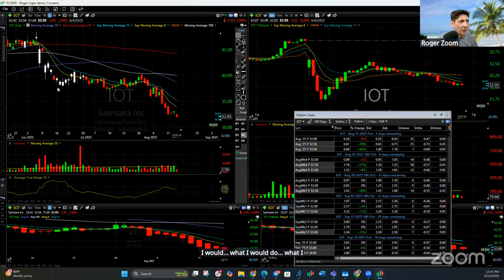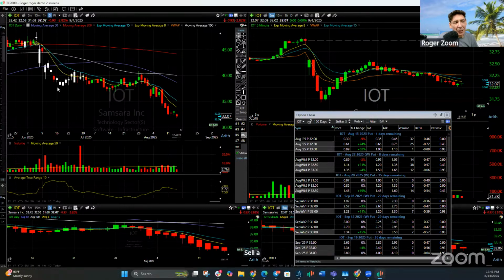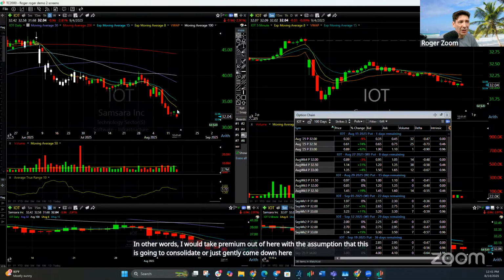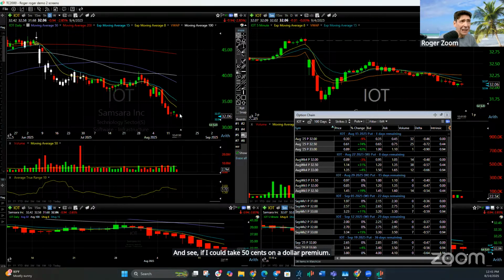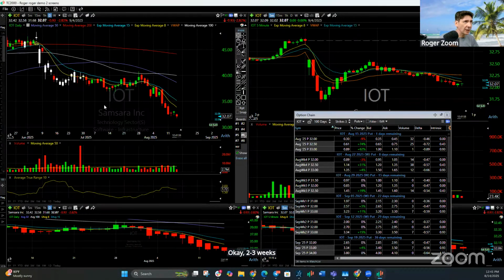What I would probably do on this asset is sell a bear call spread. In other words, I would take premium out of here with the assumption that this is going to consolidate or just gently come down or just sit here. So I would probably go a little bit out of the money, closer to the 8-day EMA, and see if I could take 50 cents on a dollar premium. That's what I would do over here. And I would go out about two to three weeks. Okay, let's continue.